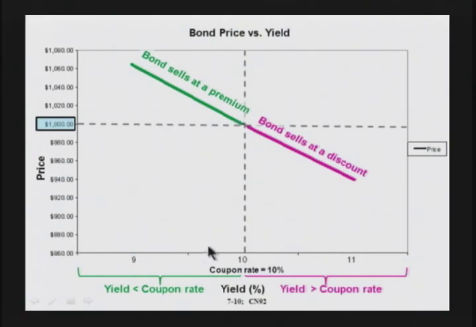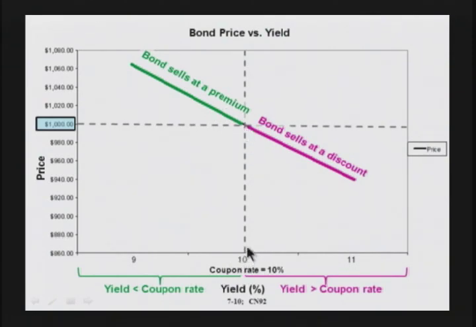Or another way to think about it, if you're discounting the cash flows at a lower rate down here versus the 10% rate at which the bond is paying out coupon payments, you're willing to pay a premium because you only require 9 or 9.5 or 9.7% on a bond that's paying out 10% coupons. You're willing to pay a premium price because those coupons are relatively attractive.